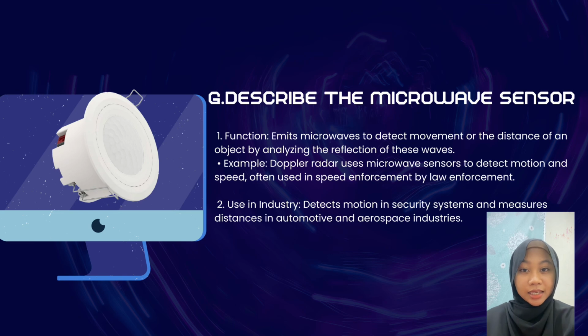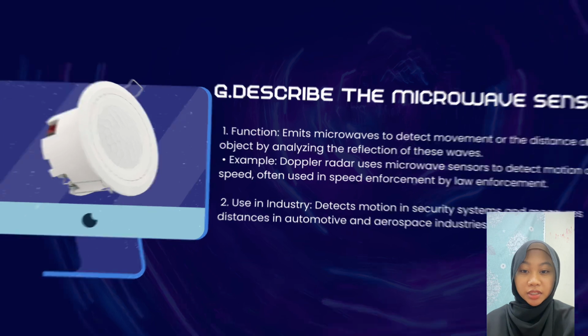For the next slide is microwave sensors. For microwave sensors, the function of it is emits microwaves to detect movement or distance of an object by analyzing the reflection of these waves. For example, Doppler radar uses microwave sensors to detect motion and speed, often used in speed enforcement by law enforcement. It is used in industry, detect motion in security systems, and measure distance in automotive and aerospace industry.